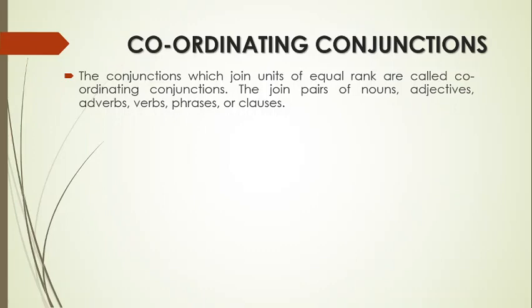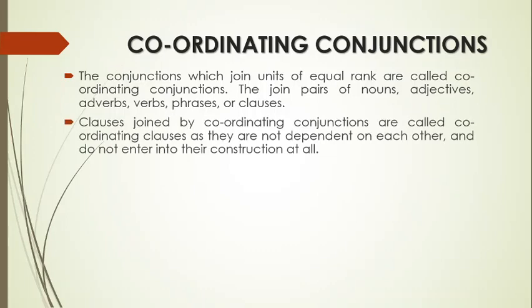So coordinating conjunctions, they join units which are independent of each other and they join pairs of them. They don't confuse one kind with the other while joining them. So these are coordinating conjunctions. Now, clauses. Again, we will visit this after we complete phrases. So just wait.